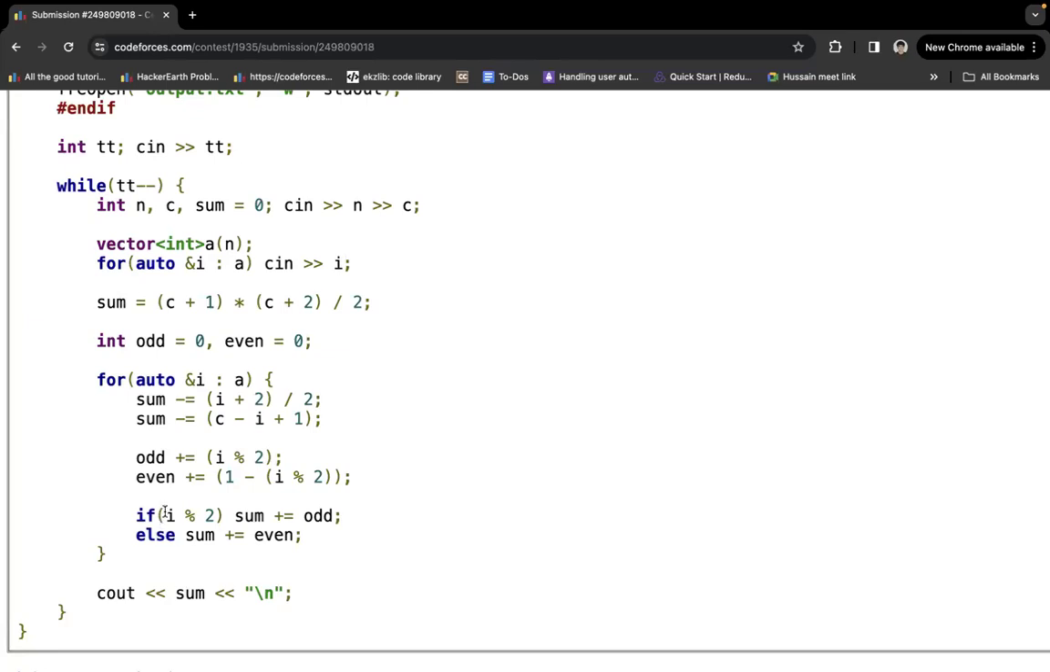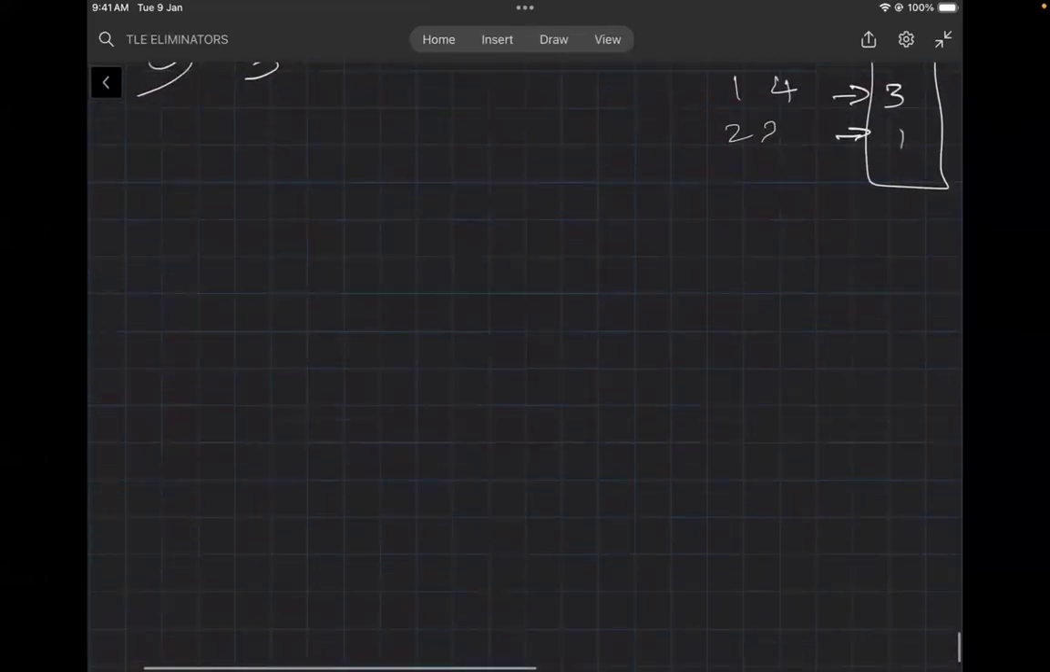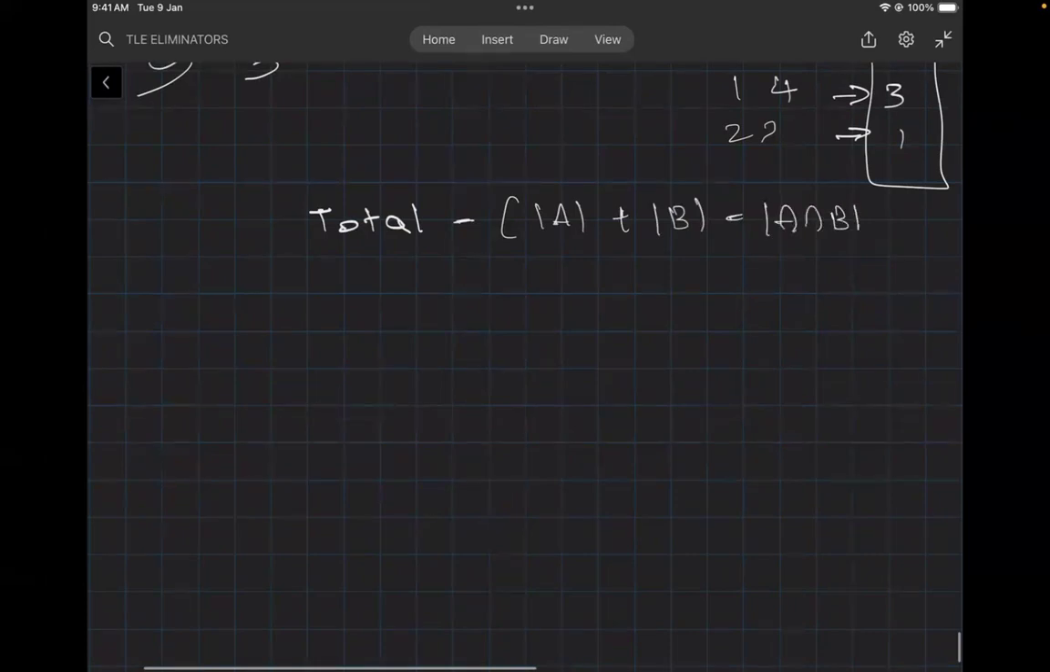Okay. Now, if my element is odd, I add back the value which I took twice, right? So sum plus equal to odd, otherwise sum plus equal to even. You can do this separately as well. I'm doing everything in one for loop, but you can calculate this separately in a for loop. And then you can apply the formula. What formula can you apply? Total minus A plus B minus A intersection B. Is this much clear, guys?